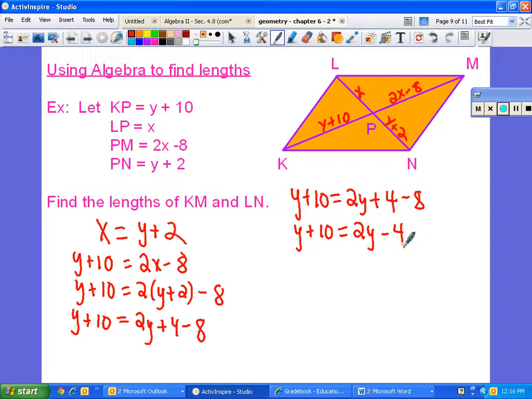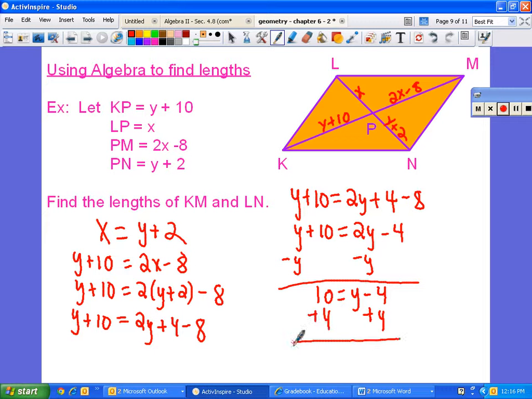Anna, what's the next step? I'm going to subtract y from both sides. Okay, so that gives me 10 is equal to y minus 4, and then what? Add the 4 to the 10. So I get that y is equal to 14.